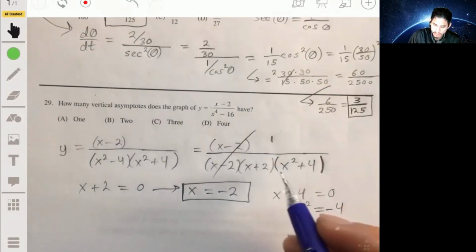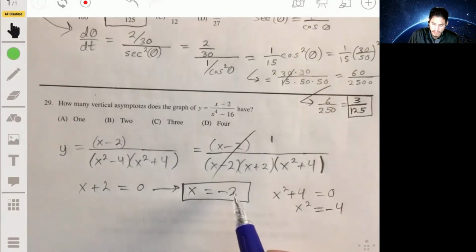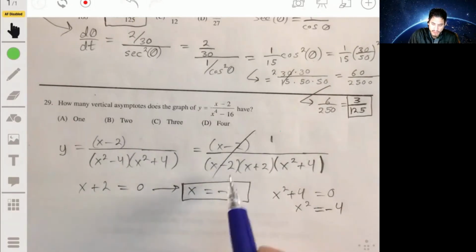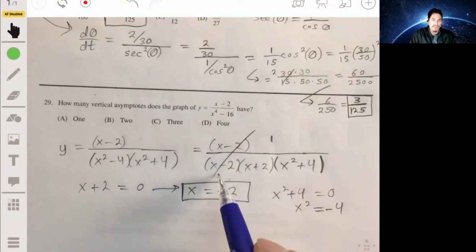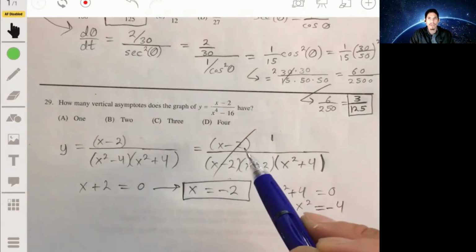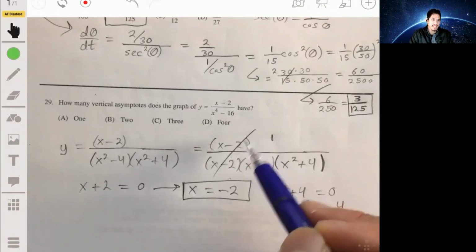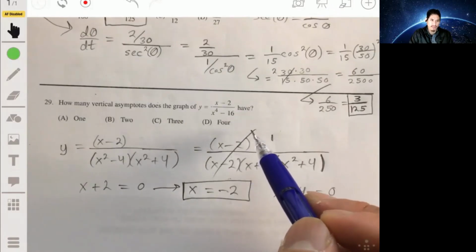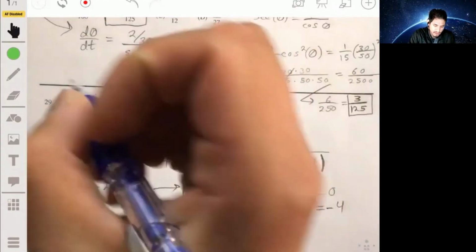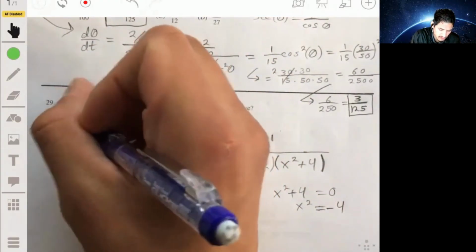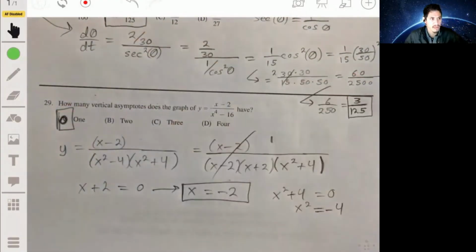Now, you're only going to have one asymptote, because what happens here is that you remove this. So you have a removal discontinuity at x equals 2, not an asymptote. So you're only going to have one asymptote. So make sure you remember that.